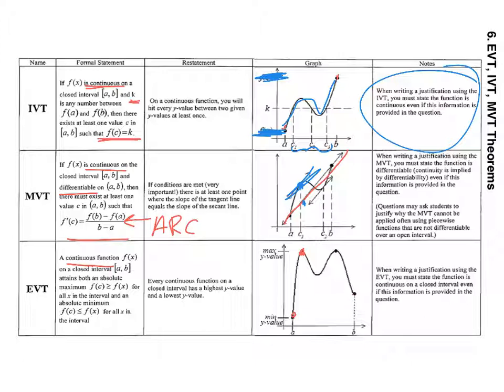So when justifying this, you have to make sure you say the function is continuous and differentiable. I want both. Your justification is going to say the function is continuous and differentiable. Yes, differentiable means that it's continuous also, but you're going to say it to make sure that they know that you know that differentiability means first you have to prove continuous. So even if the question tells you it's differentiable, make sure you still say it.